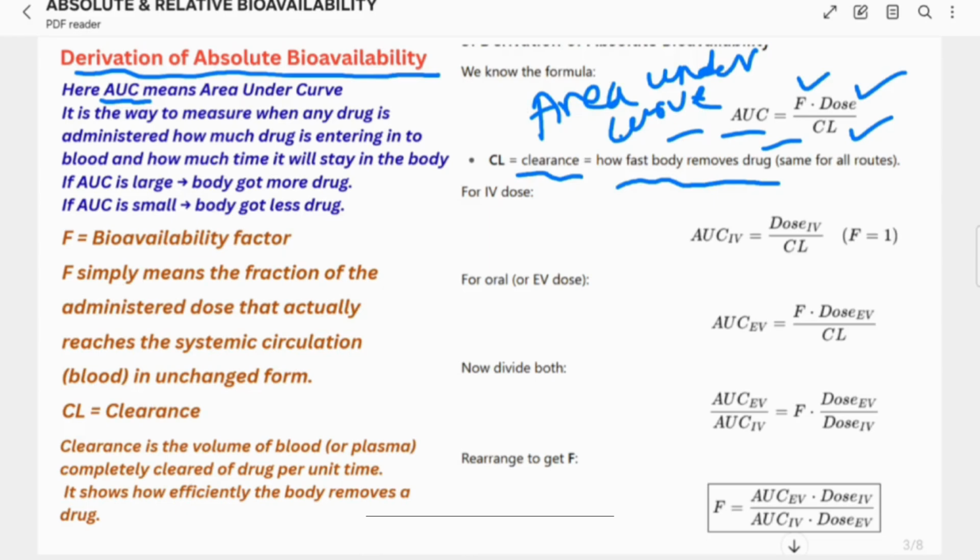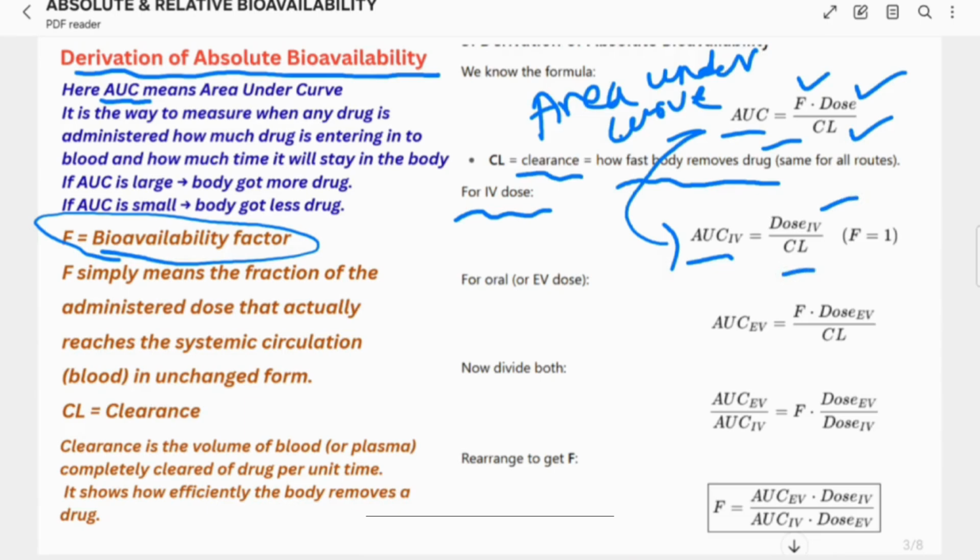Here F means the bioavailability factor. Now we take the IV dose. The equation will be AUC IV is equal to dose IV divided by CL, and F is equal to 1, because in the IV route the whole drug enters the blood stream. There is no wastage of the drug and no escape of the drug. The whole drug enters the blood or systemic circulation.